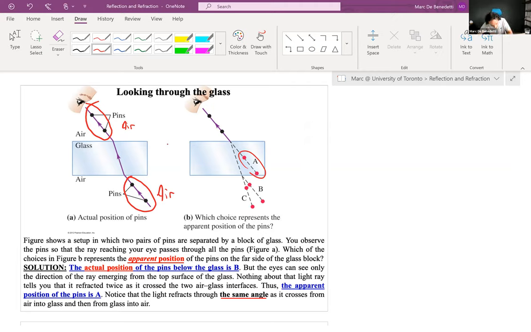So B is not correct because B is rotated, or is it B or C, whatever. B and C, they're not parallel, they're rotated with respect to one another. So because we finish off in air, we know it won't be rotated, it'll just be translated. So A, and in fact, you can actually see it if you trace back, your eyes will think that the two pins or the two lights originate from within the glass, which is kind of really cool, but they don't originate within the glass.